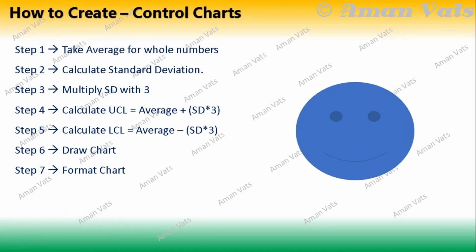These are some of the components, some of the steps, of how to create control charts. I'm going to show you specifically in Excel by creating one control chart so that you can create one for yourself. So the first is take the average, second is calculate the standard deviation, third multiply the standard deviation with 3. Fourth is calculate UCL, fifth is calculate LCL. The formula is average plus standard deviation multiplied by 3. Then draw the chart and format the chart. These are only steps, very simple ones. So let me show you how it is to be done.